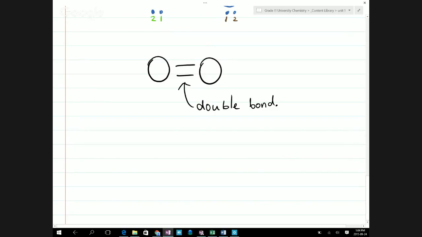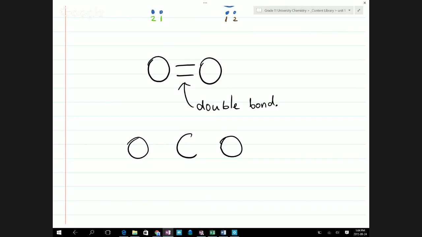And that's when one atom is making two bonds to the same atom. All right, and another example of something that looks like that is carbon dioxide. How many bonds does carbon have to make? Has to make 4. How many bonds does oxygen have to make?